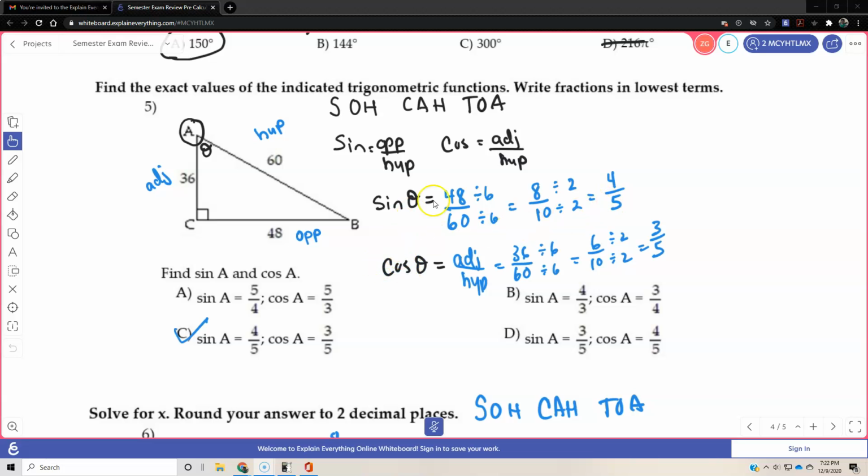Cosine of theta, remember, is ka, adjacent over hypotenuse. And we know that the adjacent measurement is 36, and we know the hypotenuse is 60. And once again, we could have simplified by dividing the numerator and the denominator by 12. 36 divided by 12 gives you 3. 60 divided by 12 gives you 5. So the sine of theta is 4 over 5, and the cosine of theta is 3 over 5, which is C.